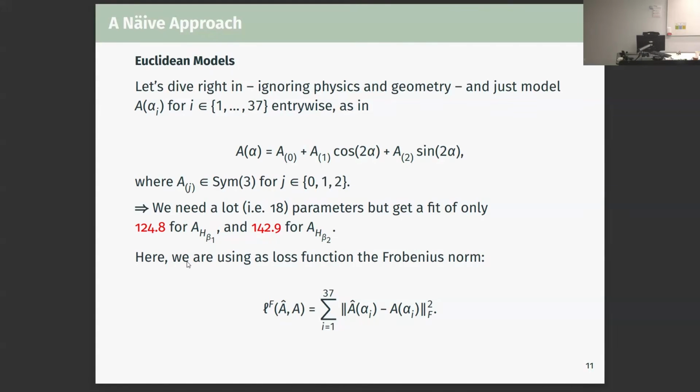Okay, if you do that and model it element-wise, you get 6 degrees of freedom per hyperfine matrix because it's symmetric. And if you use this form, an offset plus cosine double angle, sine double angle, you get 18 parameters. It's a good start. It's better than a random guess, and it's kind of an upper bound for our fits.